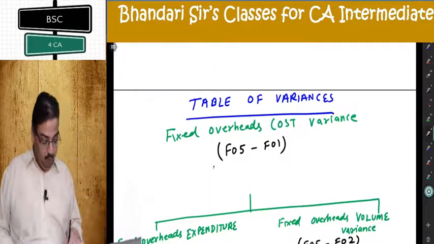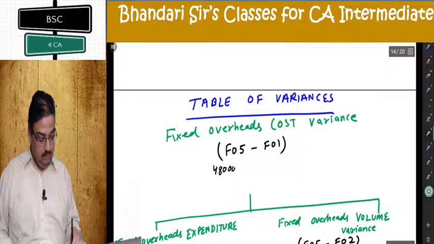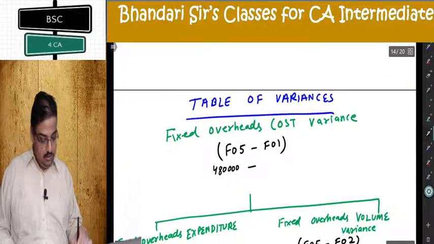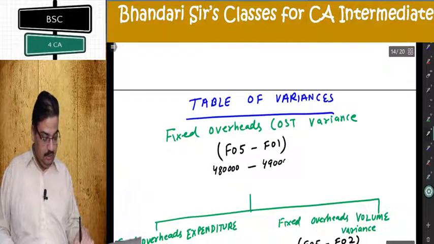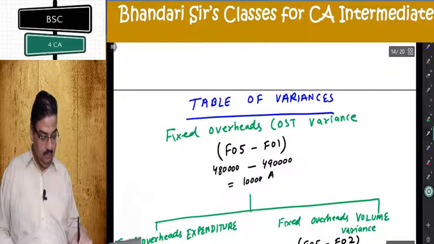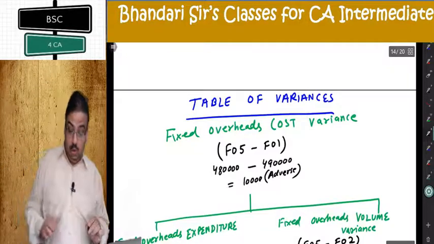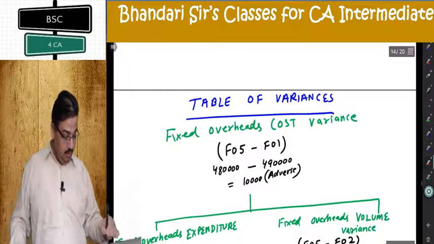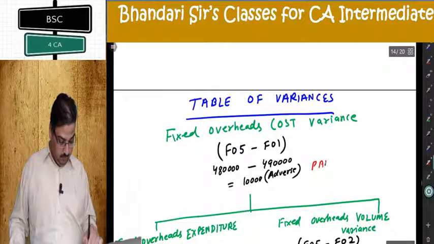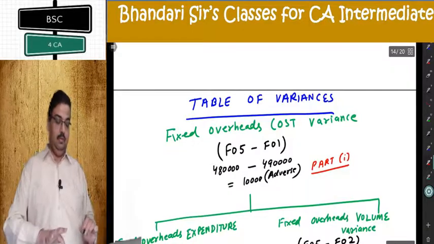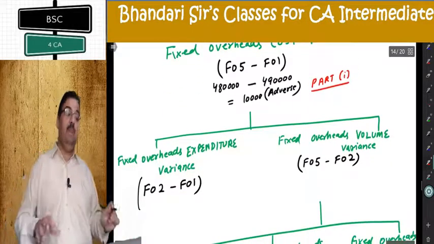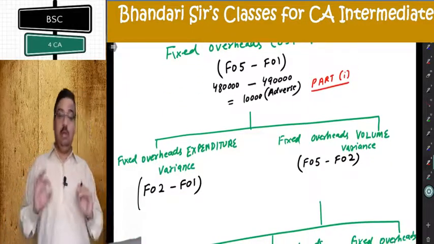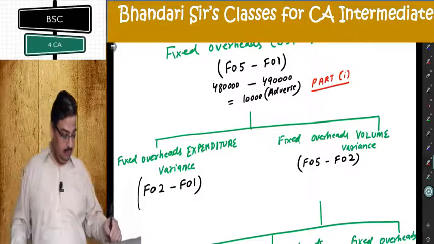FO5 minus FO1, 4,80,000 minus 4,90,000, 10,000 adverse. Now cost variance is part 1 answer. You must verify which part it is. Must write in the exam which part you are writing.